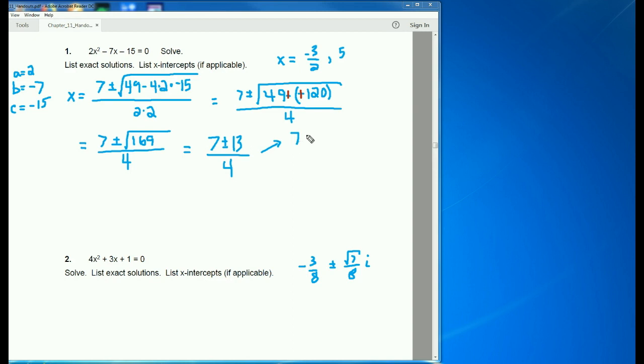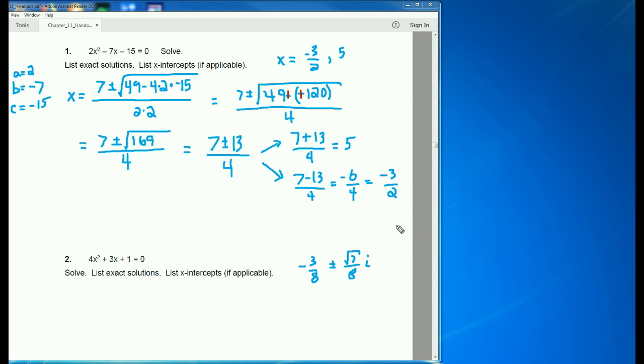So I'm going to have 7 plus 13 divided by 4. Okay, 7 plus 13 is 20. 20 divided by 4 is 5. And the second solution is 7 minus 13 divided by 4. Okay, 7 minus 13 is negative 6. So it's negative 6 over 4, but we have to simplify that fraction. Take a factor of 2 out of both. So there's where you get your negative 3/2.